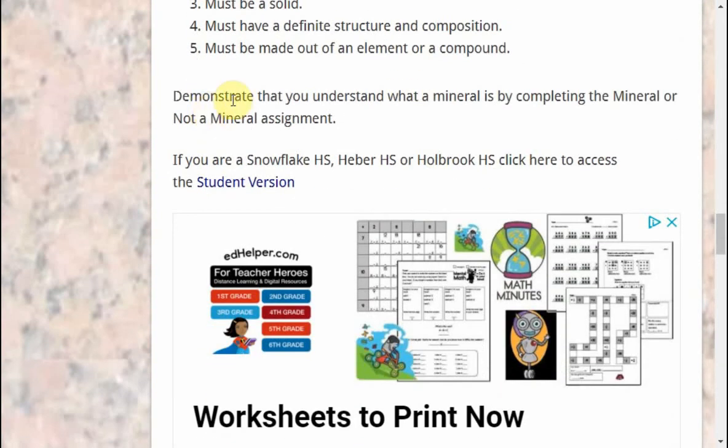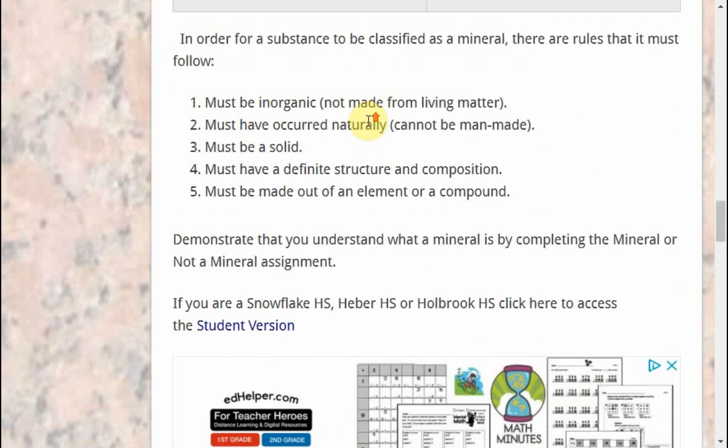Okay, so now to demonstrate that you understand what a mineral is, by using these 5 rules to classify if it is, you're going to complete the following lab: mineral or not a mineral. Okay, this will be loaded on your Google Classroom for review.